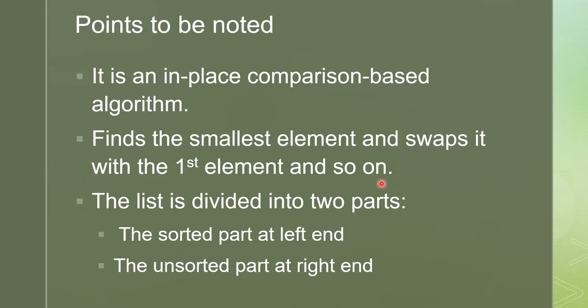So it will check for the smallest element in the array, and once it finds the smallest element, it will swap that element with the first element of the array, and then it will make a sorted array on the left hand side and unsorted on the right hand side. So the list is divided into two parts. The left hand side part will be the sorted part, and the right hand side part will be the unsorted part. So it will move on slowly like that till the end of the array.